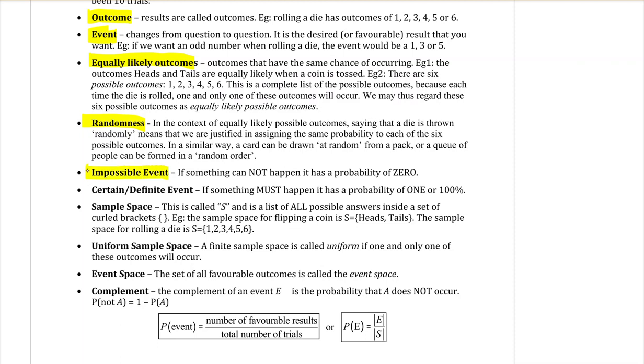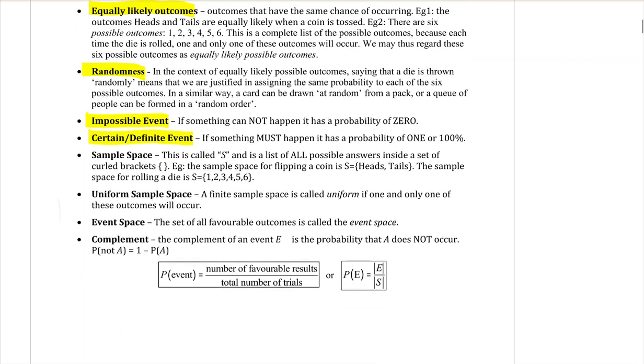Impossible event. If something cannot happen, it has a probability of 0. A certain or definite event, if something must happen, then it has a probability of 1 or 100%.